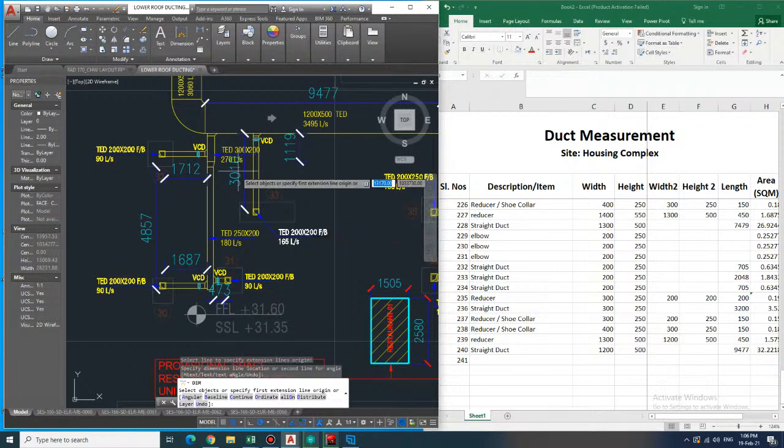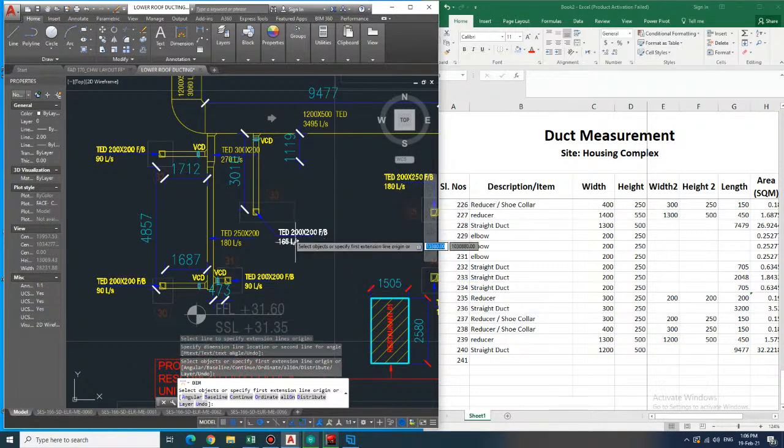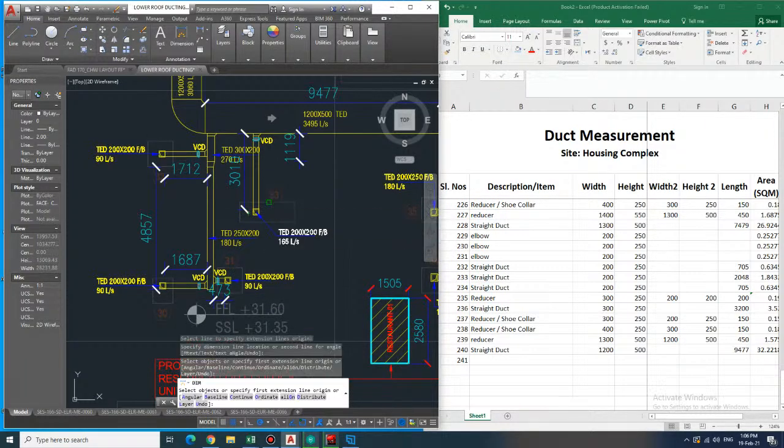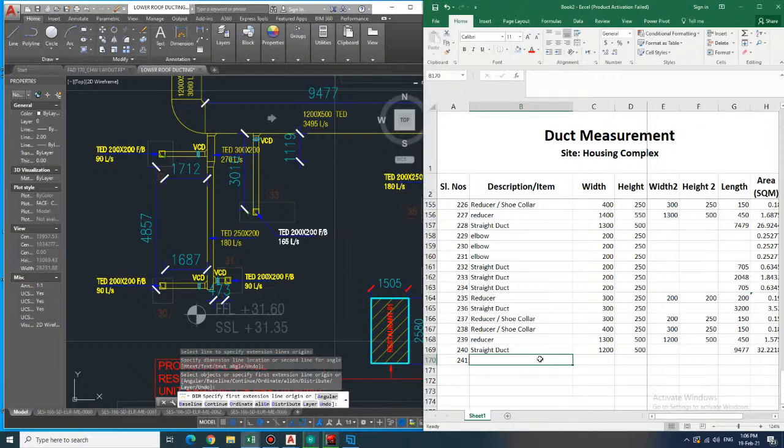Okay, for this one, 200, 200, 200, 200. So how many elbows are needed? 1, 2, 3, 4 elbows. So we're going first elbows, 200 by 200. Again elbows, 200 by 200. Again going to elbows, 200 by 200. Total 4 elbows needed.